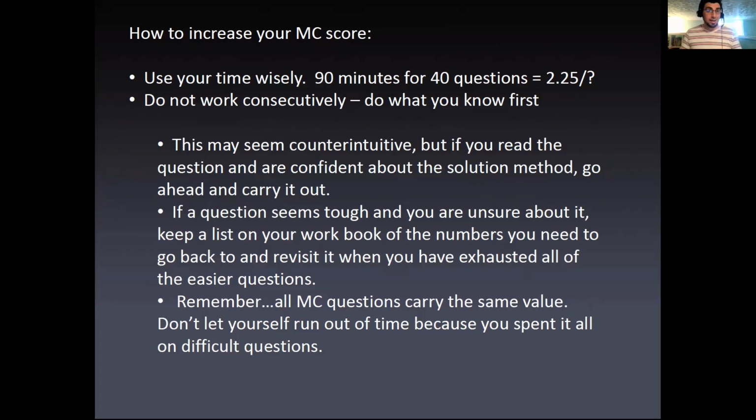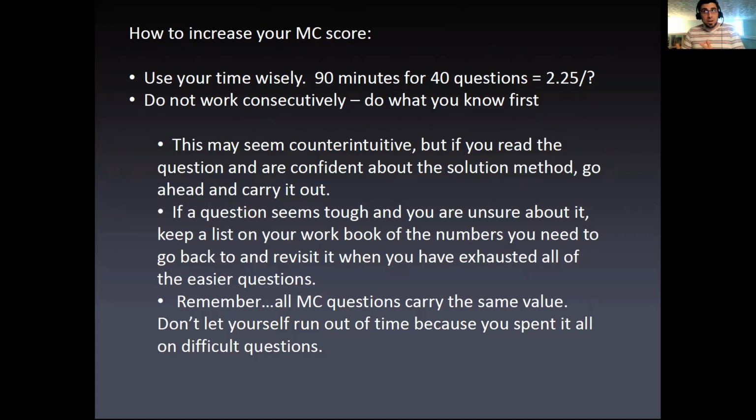You just ran out of time. So by following this process, you can answer all the ones you know first, and then come back and tackle those ones that were unclear. And sometimes what happens is, as you work through, your mind remembers some things and you're like, oh yeah, now I remember how to do that. So be careful there. And remember, all the multiple choice questions carry the same value.